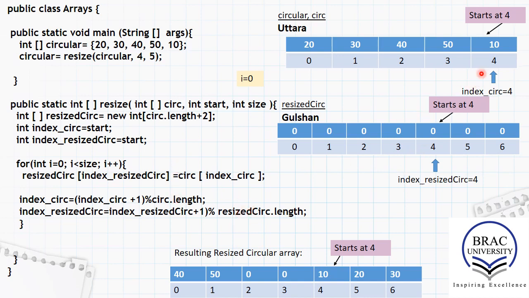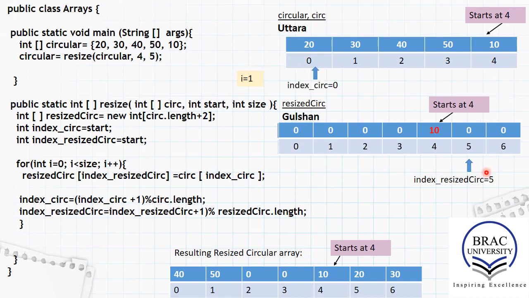So after this line, 10 will be copied over here. And after that, incrementing this value will make the value become 5, and 5 mod 5 will give me 0. So in the next iteration, index_circ will point at 0. And incrementing this value will give me 5, and 5 mod 7 will still be 5. So this will point at 5 and this will point at 0. Okay, and then 20 will be copied over here.